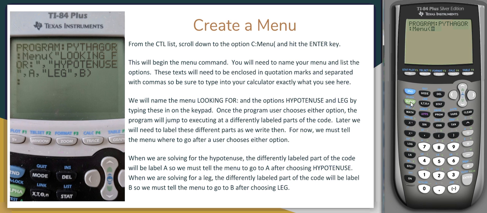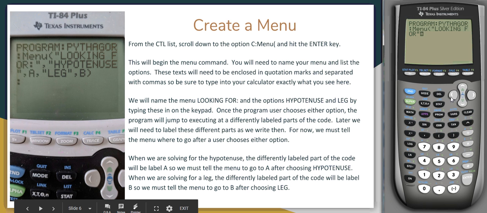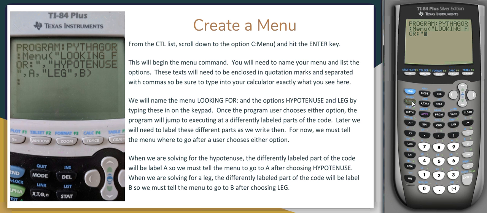We need to name the actual menu, so we will call it, in quotations, looking for. And make sure you have a space. The reason we're going to name it looking for, actually I'm going to put a colon after that. This tells us, are we looking for either a leg or a hypotenuse? Because it depends on what formula you're going to use when the program runs through the Pythagorean theorem. So looking for, that's the title of the menu.